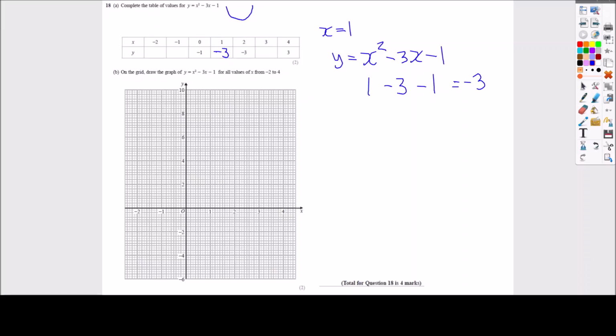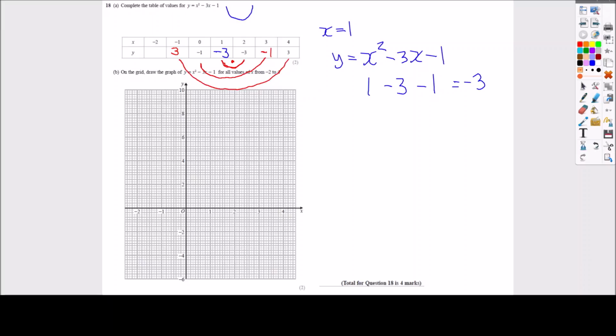Now, straight away I can see some symmetry. That -3 lines up with that -3 there. Think of it as a pebble dropping into a pond and the ripples coming out. We're going to get symmetrical values. So that -1 is going to be repeated over there, so I don't even need to work that one out. I can work it out: 3 squared is 9, 9 take away 3 lots of 3 is another 9, take away 1 does indeed give me -1. But I can just do that by symmetry. And similarly, that 3 symmetrically will go over there.